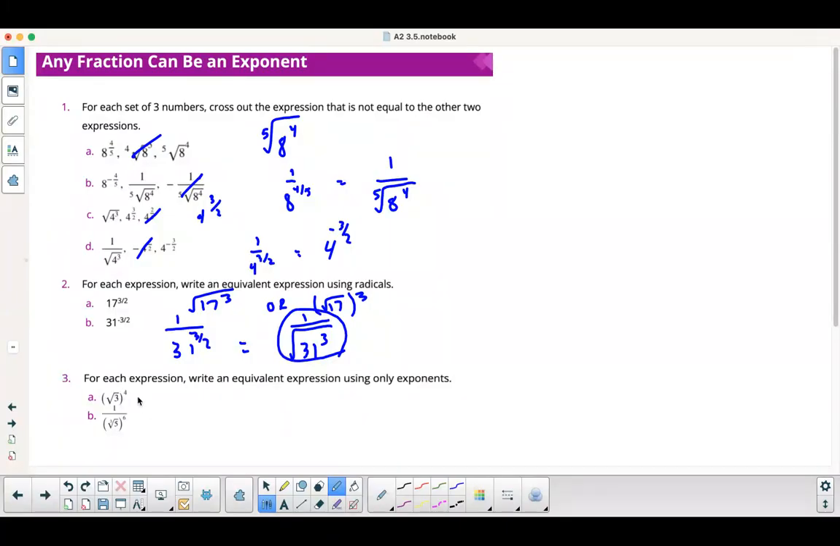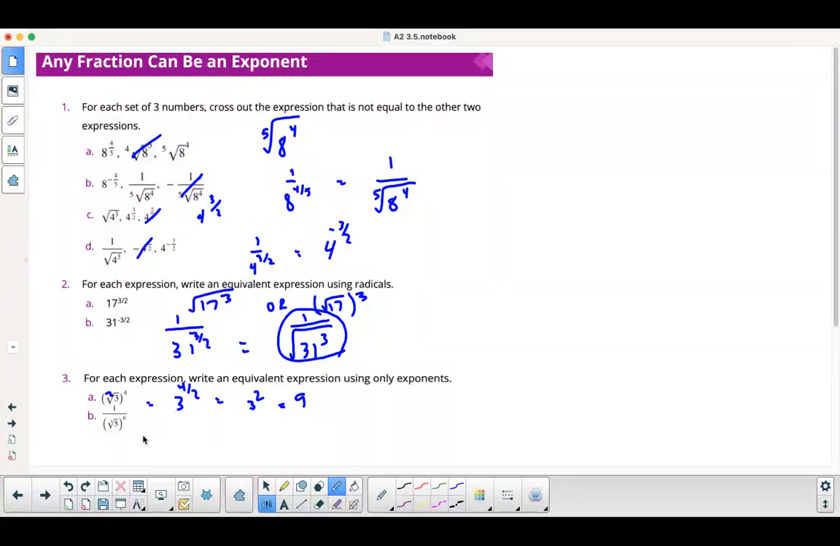So only exponents. The root here, if it's not written, is 2. So it'd be 3 to the 4th power over 2, which would be 3 squared. It says using only exponents, so you could leave it as that, or it's easy enough to make it 9.